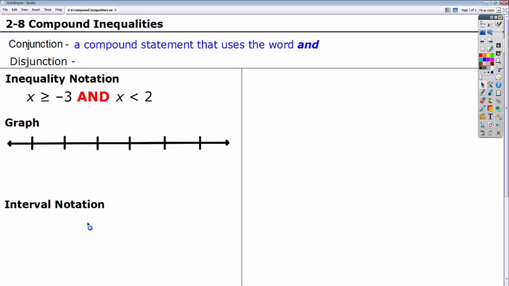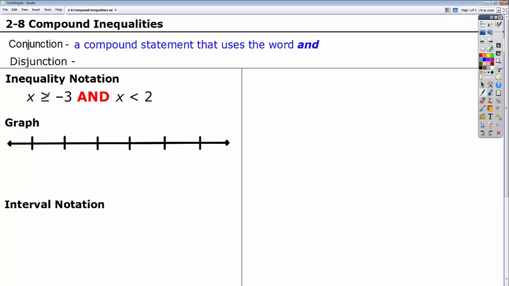Okay, there are basically three different notations we're going to use. So we'll start out with the inequality notation. Okay, so you'll see x is greater than or equal to -3 and x is less than 2. Okay, there's another way that you can write these, and it's as like a complete compound statement. Alright, so I'll show you what that looks like.